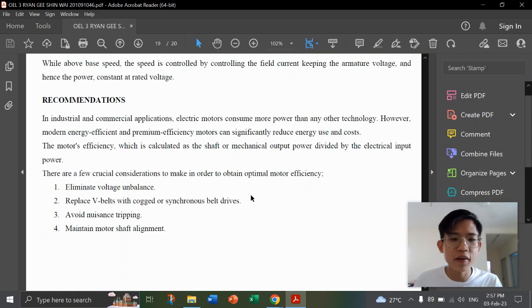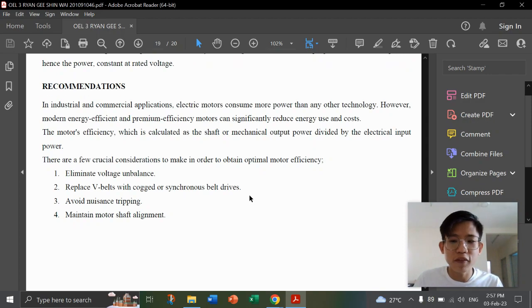What are the recommendations? We have a few recommendations to obtain optimal efficiency. Number one, we will eliminate voltage unbalance. We will replace the V-belt with a cogged synchronous belt drive. We will avoid nuisance tripping, as well as maintain the motor shaft alignment.